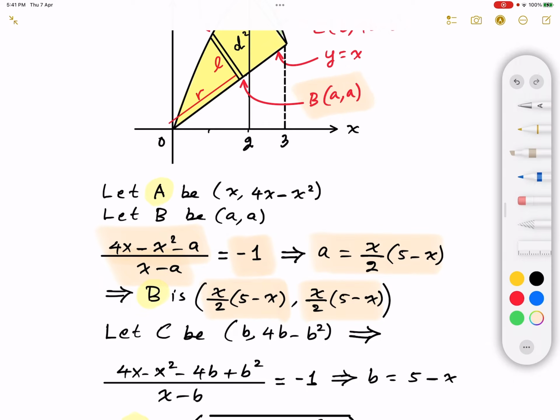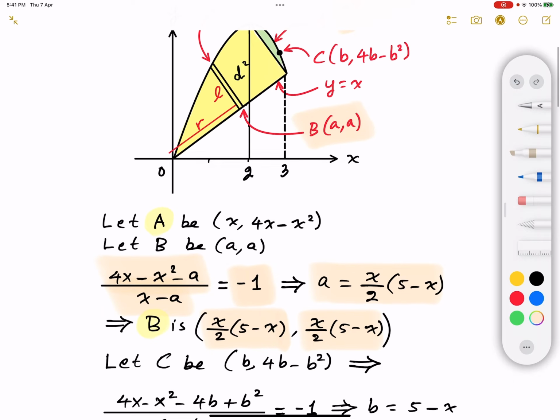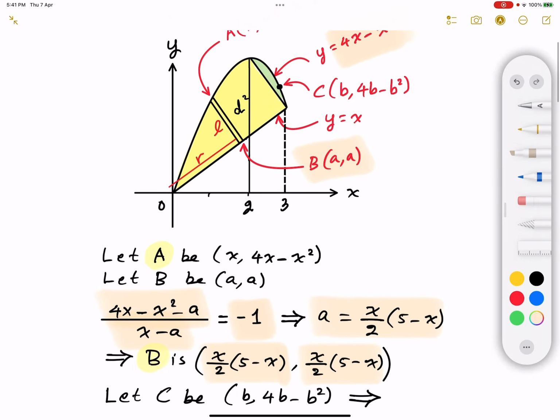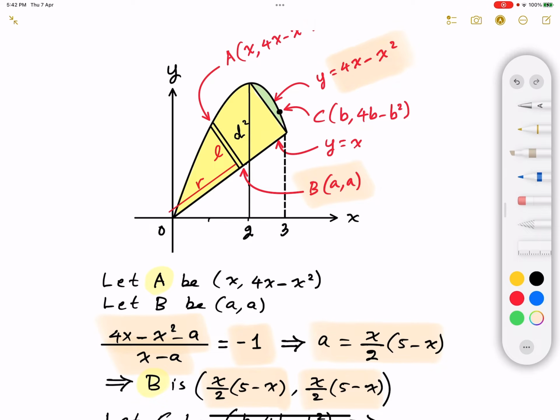Now, this is regarding the first volume. For the second volume, the slices are not bounded between the curve and the axis of revolution, but rather between the curve and the curve itself. So what we did here, I assumed the same point, which is A, that is moving on the curve, and also another point, which is C, whose coordinates are B and 4B minus B squared.